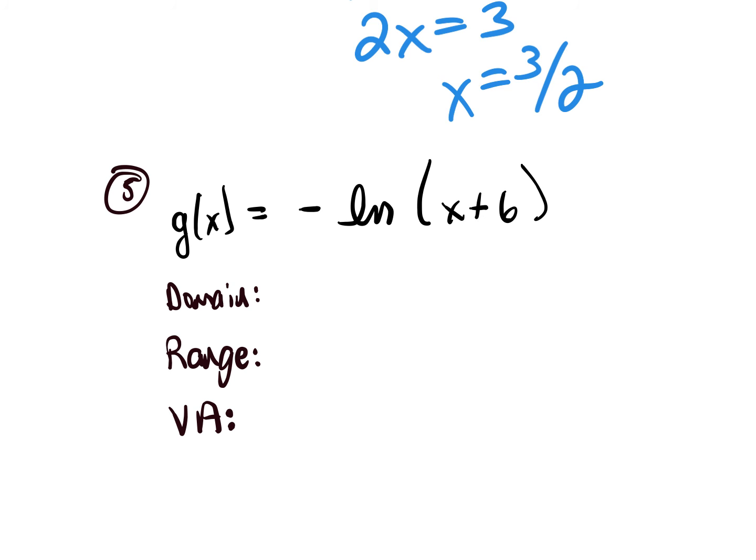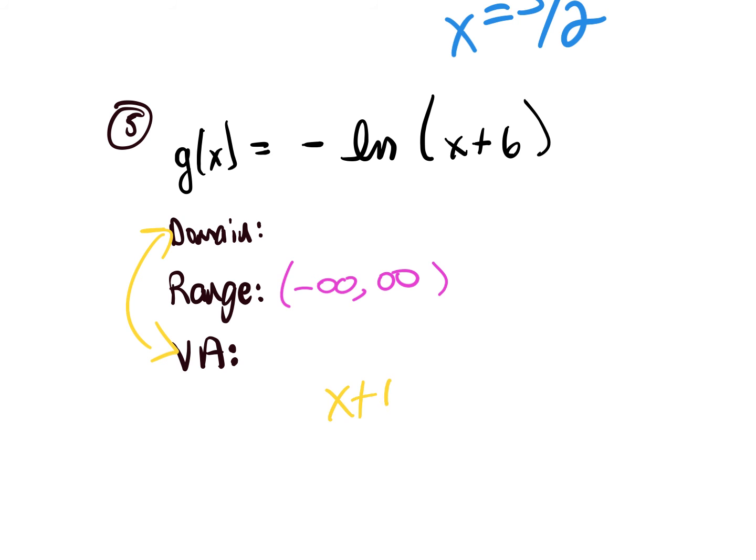So what is the range for every single log we're ever going to talk about? Negative infinity to positive infinity. Good. How do I find my domain? Set what equal? Parenthesis. Good. X plus 6 equal to 0. When I find my vertical asymptote, I also find the domain. So x equals negative 6. Is this a positive inside or negative?